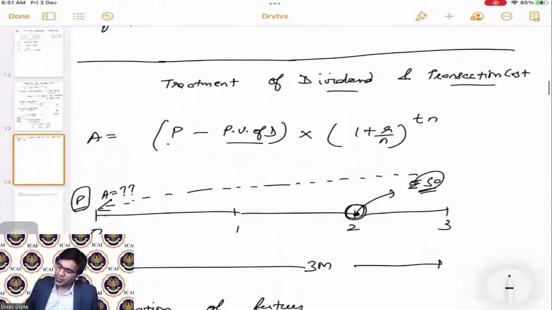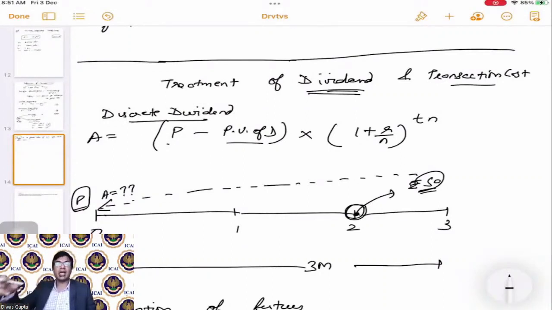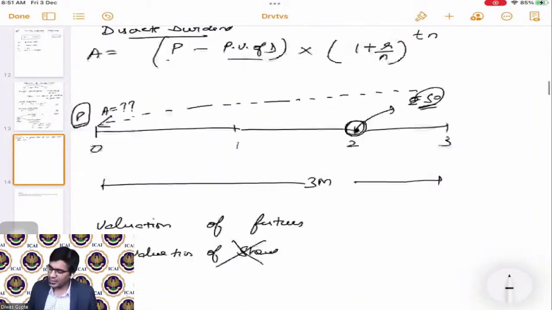Now, we have talked about discrete dividend here, correct? This is discrete dividend. Discrete means that it can happen as and when it is happening. For example, it is not happening continuously. It is happening discretely, 1 month, 2 months after some gap. Correct? That is called discrete dividend.